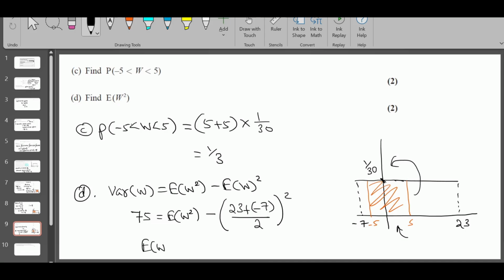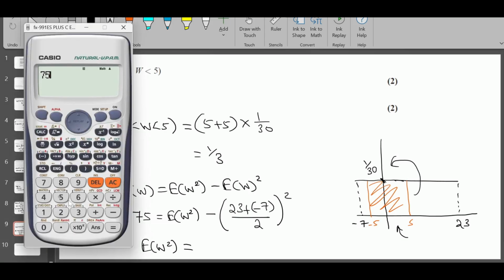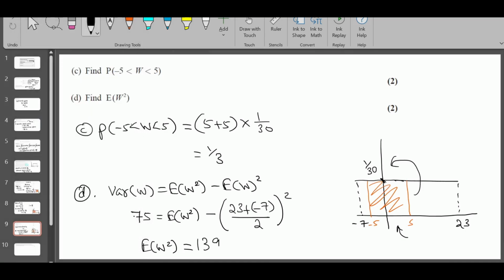So E of W squared is 75 plus this value. So it's 75 plus (23 minus 7) over 2, which is 16 over 2, is 8, squared is 64. 139 is the answer. This formula b plus a over 2 for E of X is also given in the data booklet.